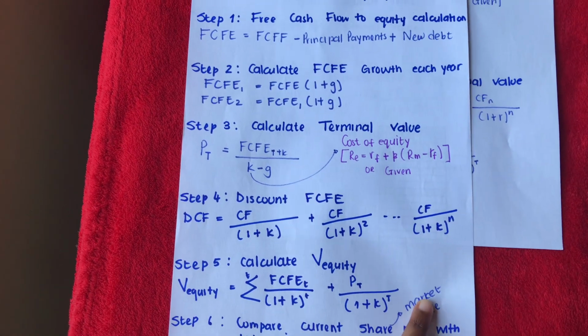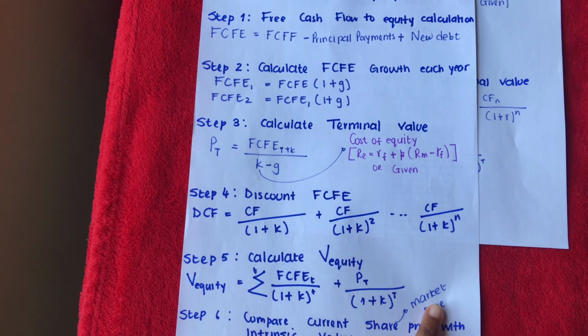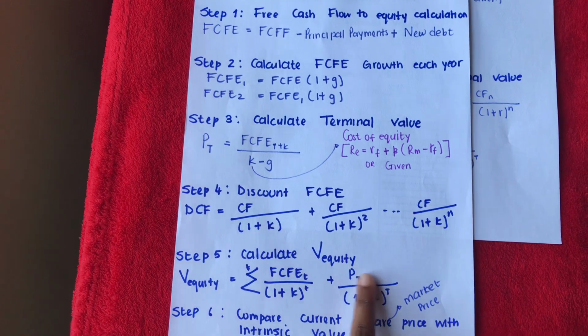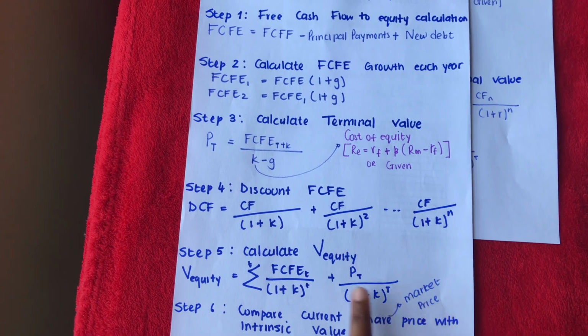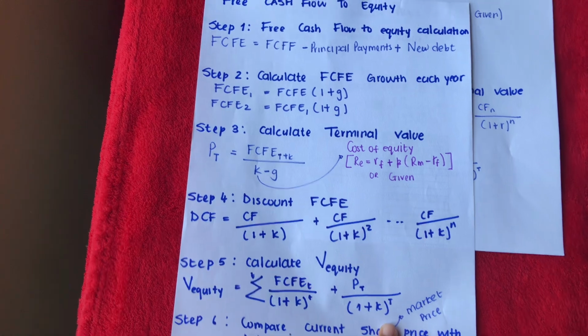Remember, if the market share price is greater than the intrinsic value, it means that the shares are overvalued. But if the market share price is less than the intrinsic value, it means that the shares are undervalued.